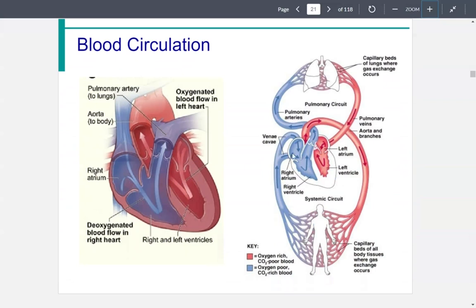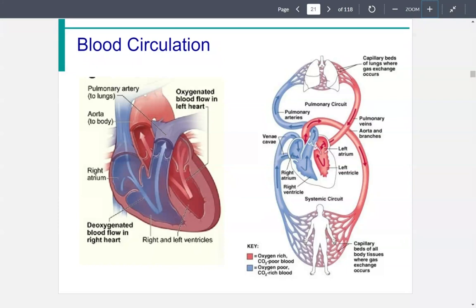Remember, blue is used to denote oxygen-poor blood. Red is used to denote oxygen-rich blood. So our pulmonary arteries are blue, and pulmonary veins are going to be red. Arteries always carry blood away from the heart, and veins always carry it back to the heart.